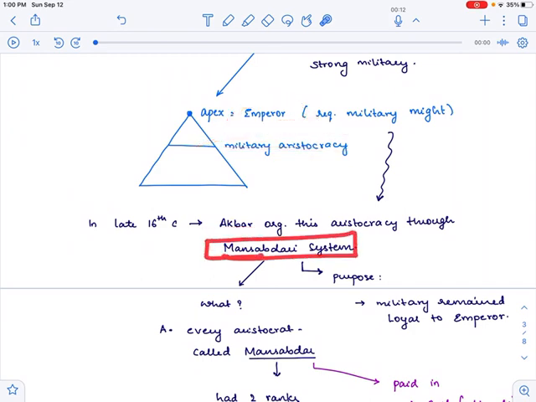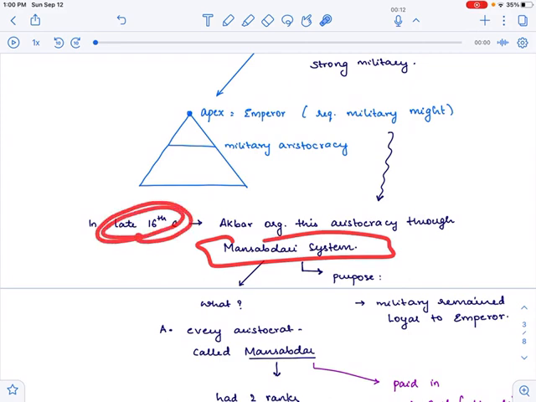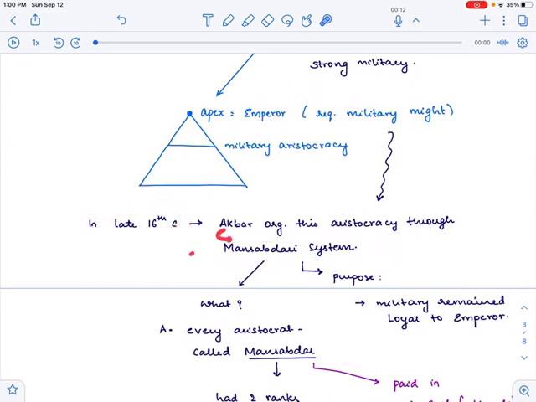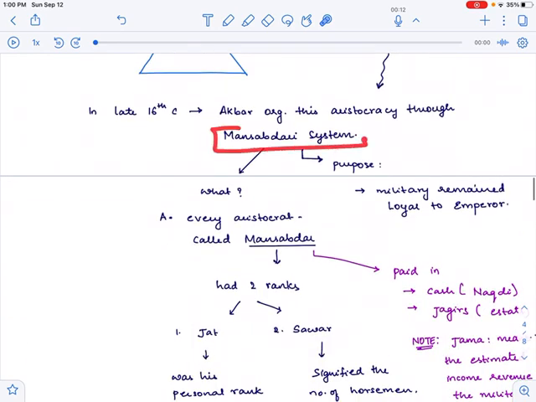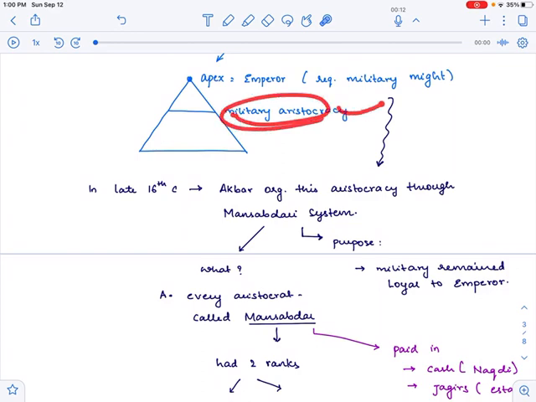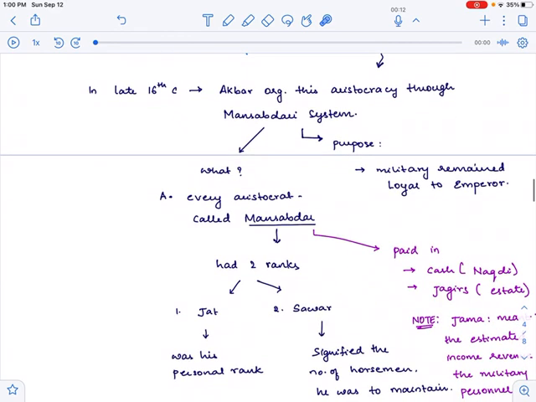system called the Mansabdari system. So remember that the Mansabdari system was proposed in the later 16th century, and this was proposed by Akbar. As I've already said, the purpose of this Mansabdari system is to ensure that the military is loyal to the emperor. Now let's understand what the Mansabdari system is.